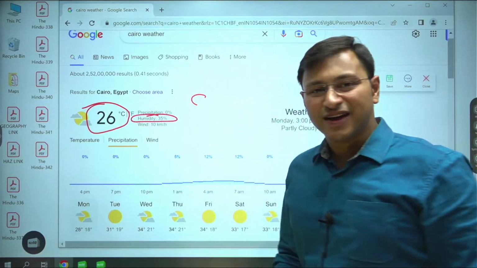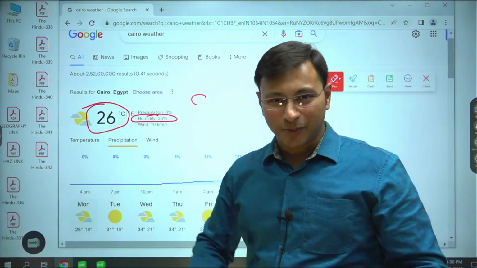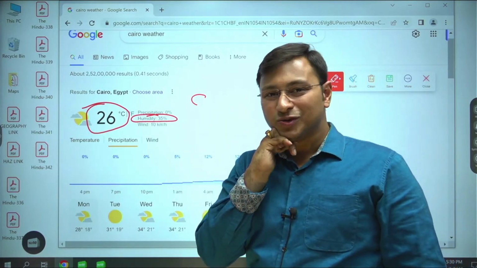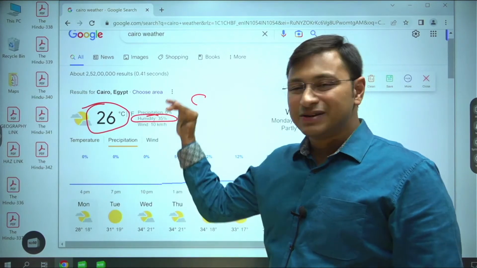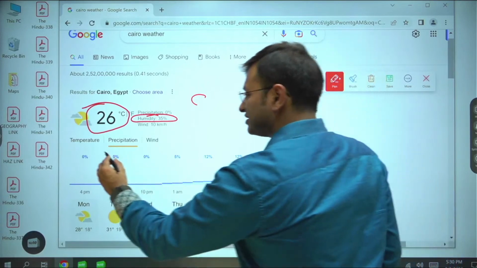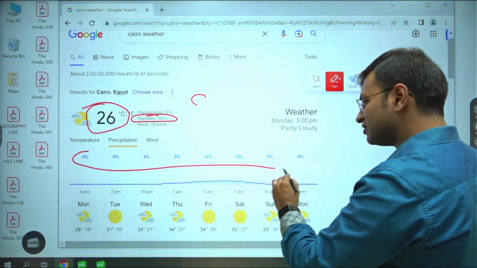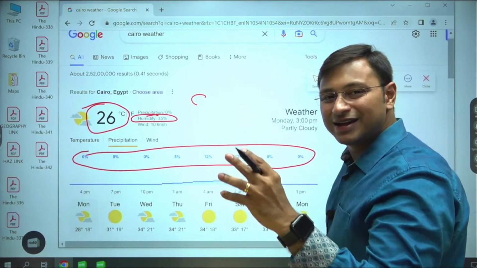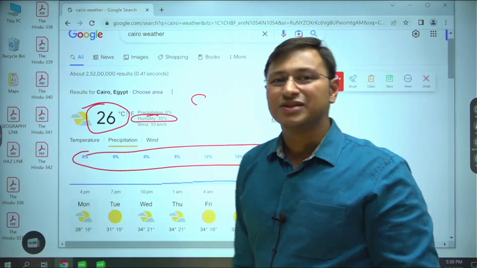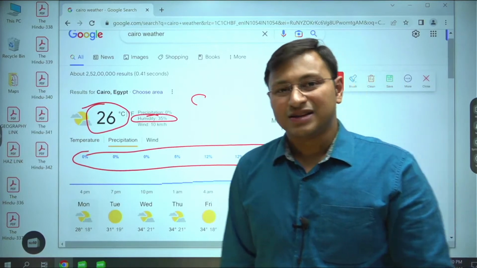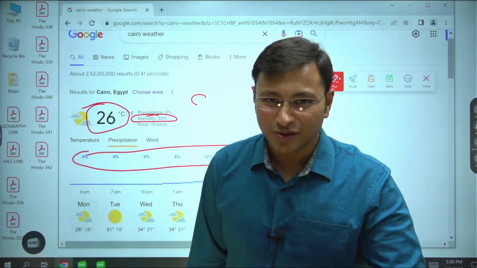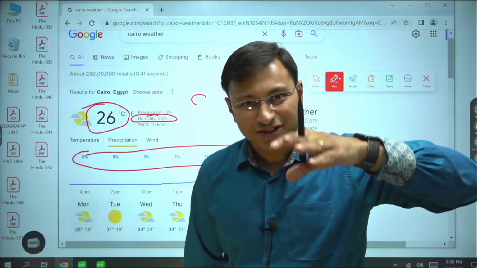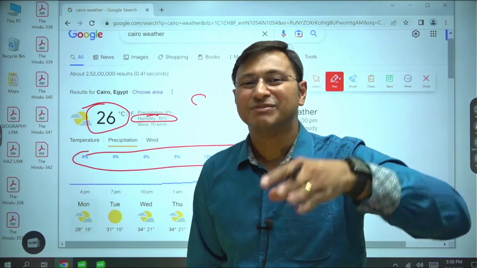Why? Because where is Cairo? Cairo sits on the Tropic of Cancer, and as the relative humidity is so low, guys, what are the precipitation chances? The precipitation chances are only around 10 to 12%, indicating what? The air is not at all saturated with water vapor. And this is happening why, guys? Because all of you know that Cairo, Egypt, Sahara, they all sit on the subtropical high pressure belt.